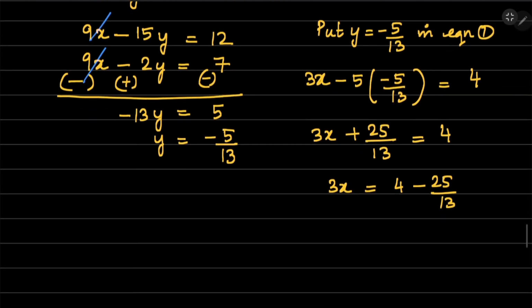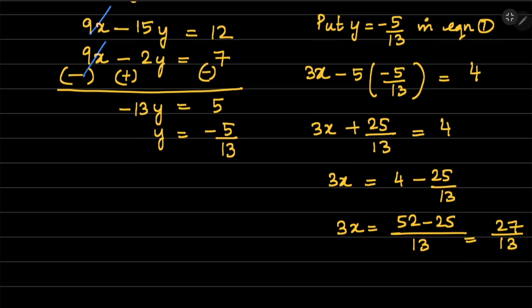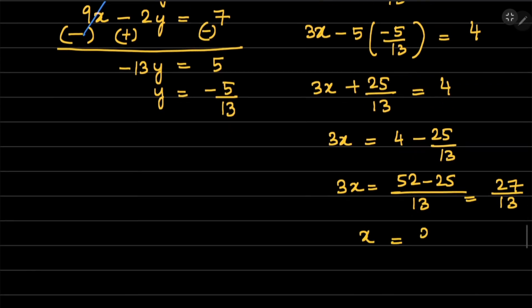So 3x is equal to 4 minus 25 by 13. Okay, take the LCM. LCM is 13. So 13 into 4 is 52 minus 25. So it's 27 by 13, which is nothing but 3x. So what will be x? X will be equal to 27 divided by 13 multiplied by 3. So 3 nines are 27. So the answer is 9 by 13.